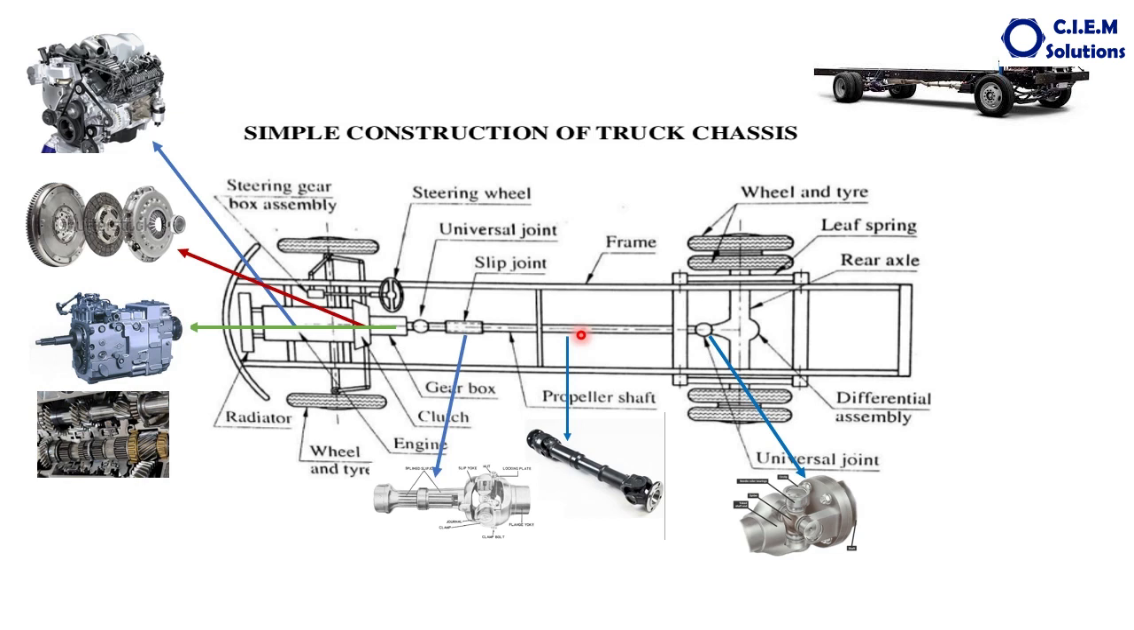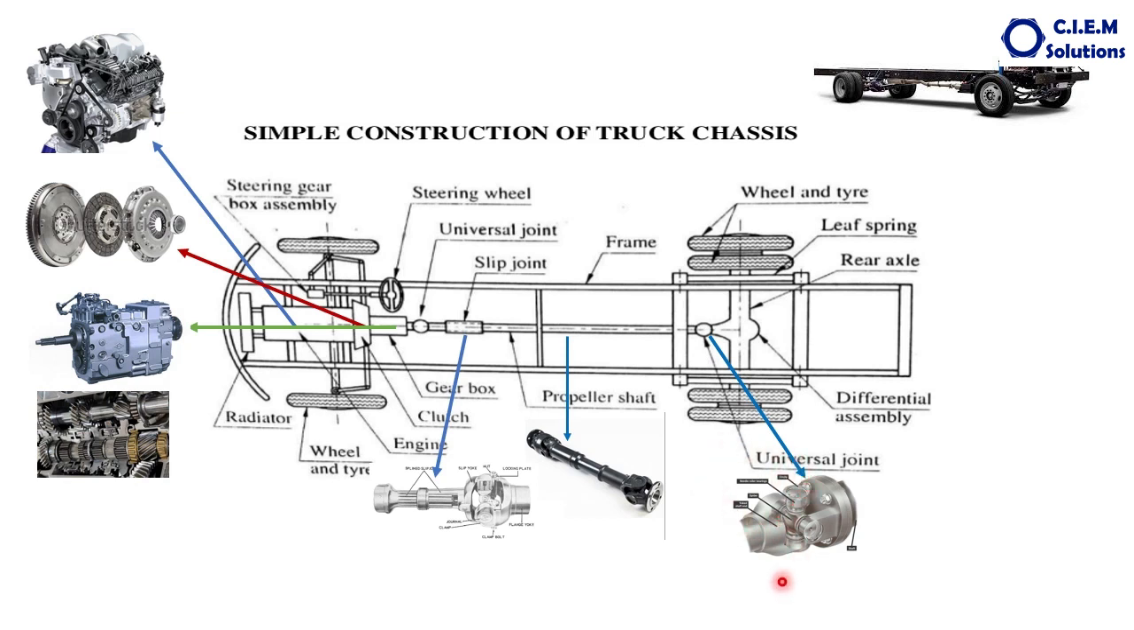For simple understanding, let us assume it is with only one propeller shaft, and each propeller shaft is fitted with two universal joints, one at each end. The purpose of this universal joint is to give flexibility in the drive. See this cross which is arranged inside the bearings. This can move like this. This can also move like this.